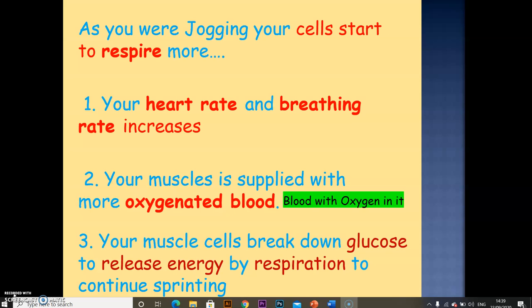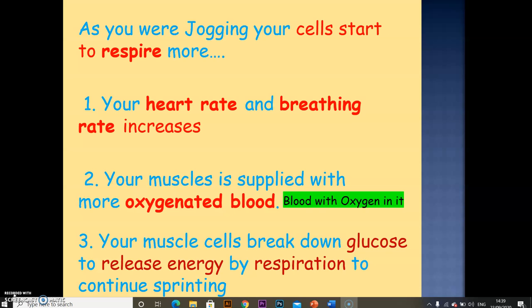Another thing that's happening as well is that your muscles are being provided with oxygenated blood. Now, we need to link this with your heart rate. The fact that there's a lot of blood being pumped around your body really, really fast means a lot of oxygenated blood is being taken around your body. When we say oxygenated blood, this is literally blood with oxygen in it. The reason for this is for what we call respiration to take place.